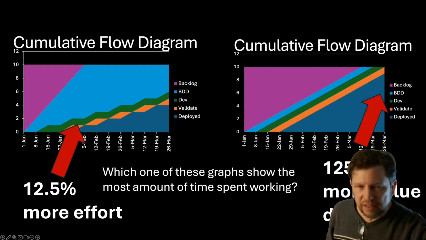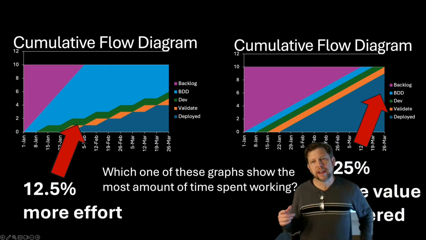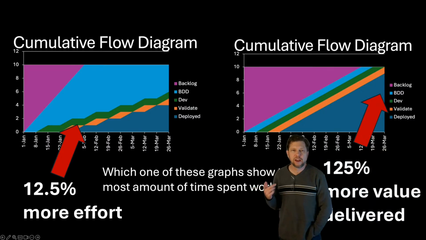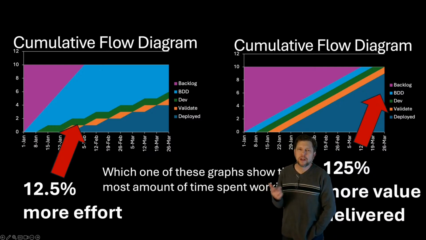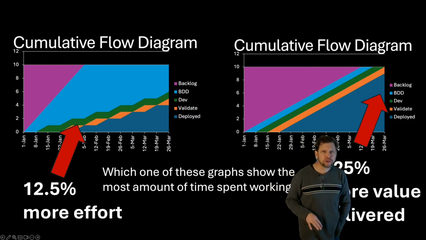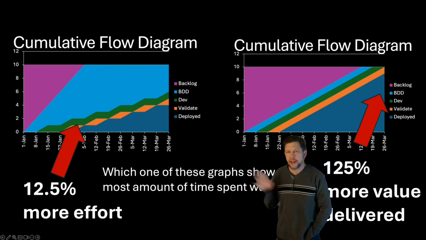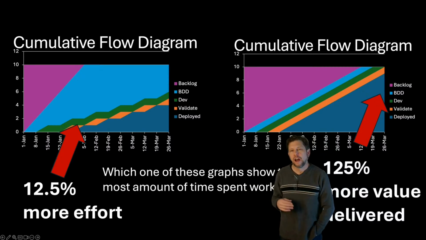So how can we solve this? In this particular case, what we would need to do is say, okay, look, we've got too much capacity in the BDD column. We're spending so if it's a cross-functional team, we need to take some of the people that are working on that and have them work on the dev.